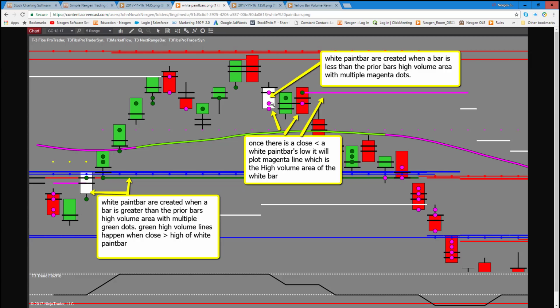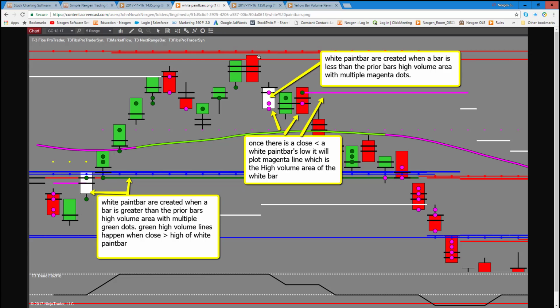Now, one of the other paint bars that you're going to see is a white paint bar with multiple dots. So green dots represent more buyers in a bar at a particular price. Magenta dots represent more sellers at a particular price. And the white paint bars are used to denote a volume breakout to the upside. So you can see right here where we have the white paint bar, we have more volume going up and breaking out from prior bars. So it's just a warning that potentially the market could go up.